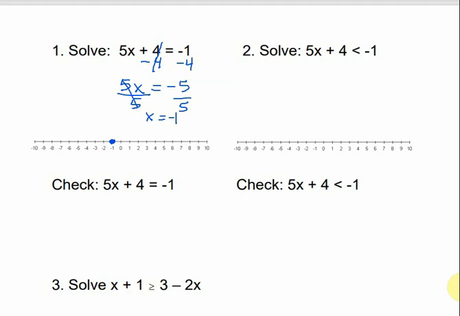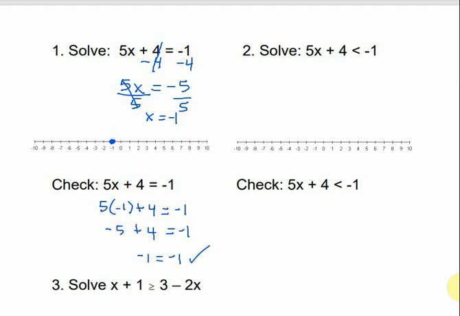And to check it, I would plug that answer into my equation, where the x is. Plug in -1. 5 times -1 is -5. And -5 plus 4 is -1. And so this says -1 equals -1. That's correct, so I know my answer is correct.